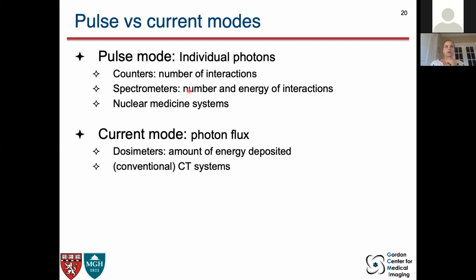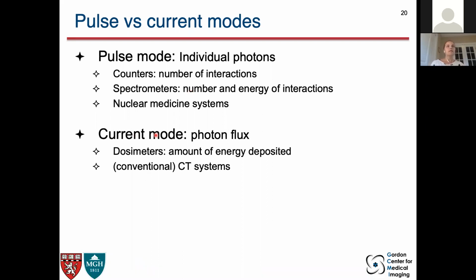So the size of the pulse in these systems is ideally proportional to the energy that was deposited in the detector by one radiation quantum. Nuclear medicine systems like PET and SPECT are operated in pulse mode, because here we want to know both the energy, the intensity of the radiation, and also its spatial origin.